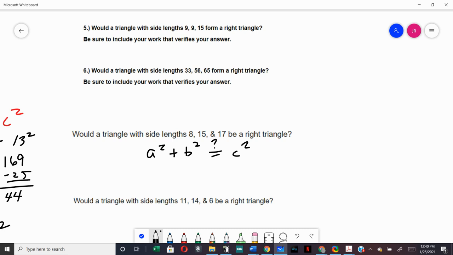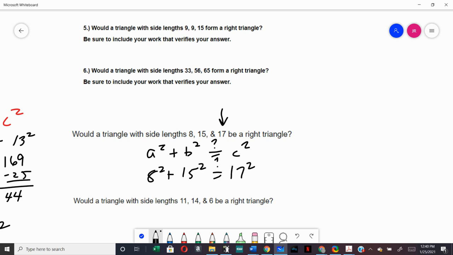I'm going to substitute these values in. Remember that the longest number, or the biggest number, is always c. So in this case, 17 is c. And so I'm going to substitute 8 squared plus 15 squared, question mark, and does that equal 17 squared?